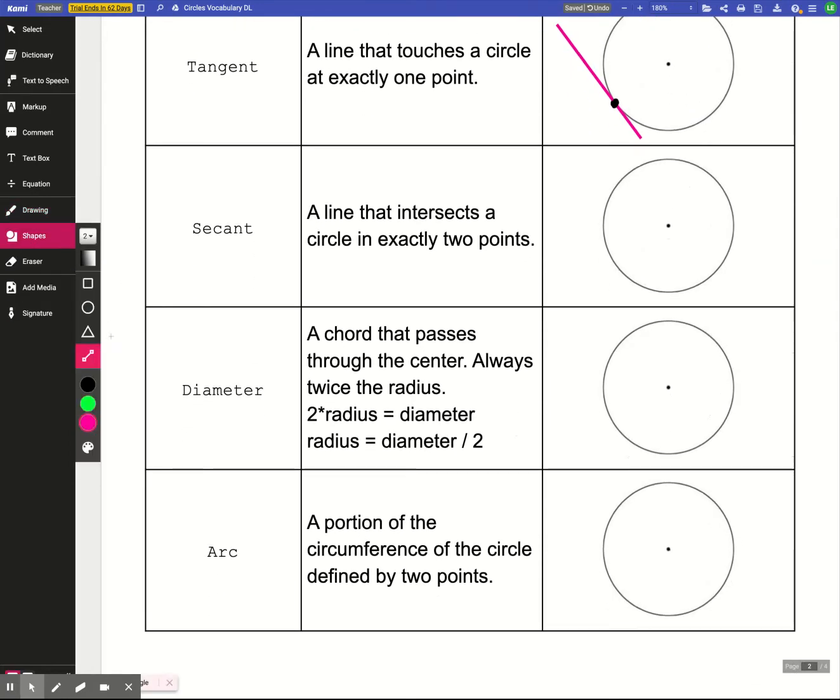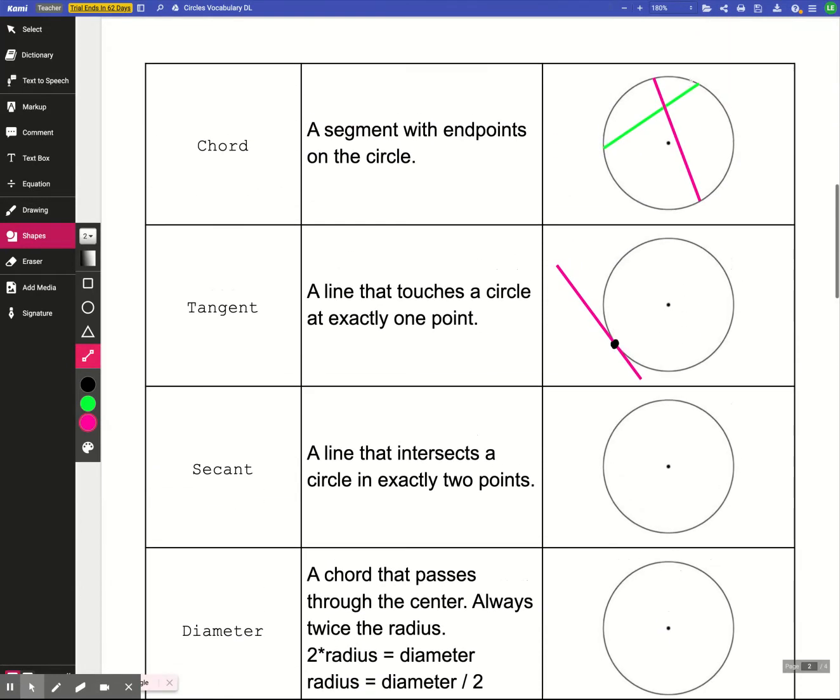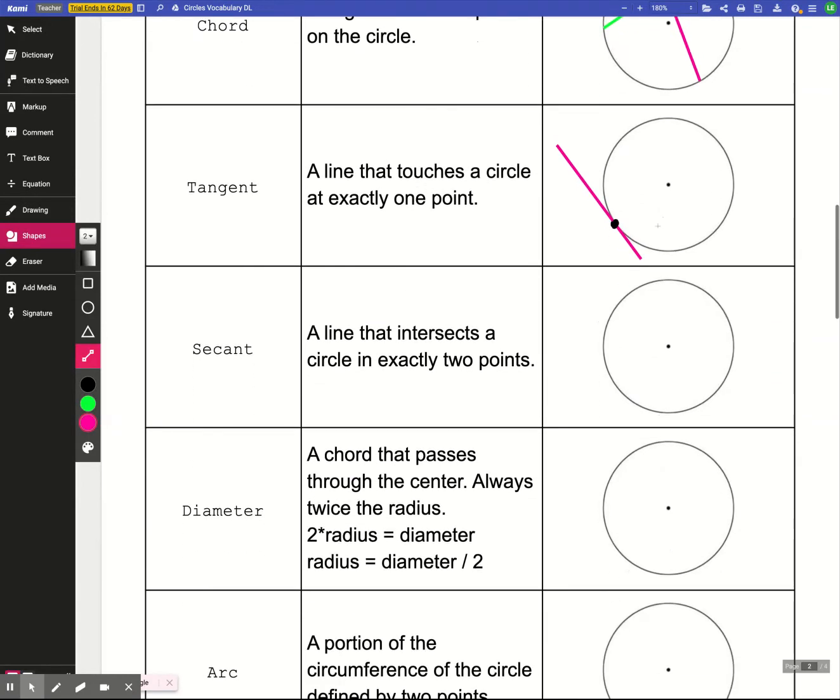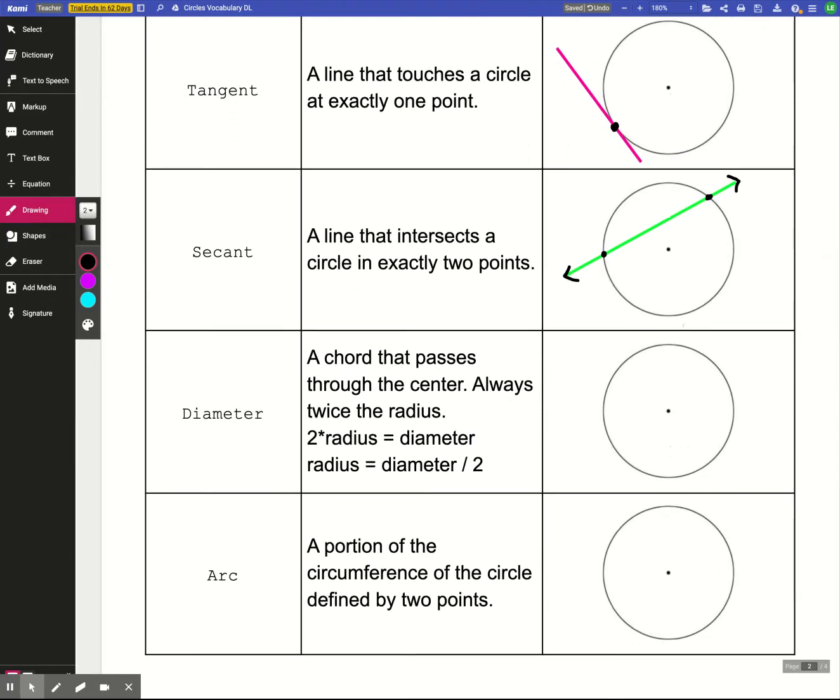A secant intersects a circle in 2 points, okay? So it's almost like a chord that extends beyond the circle. So this is a secant, okay? And really, it should have arrows on either end. Usually they do. Okay, so notice that it intersects the circle in two locations. Okay. All right, a diameter is a very special type of chord, okay?